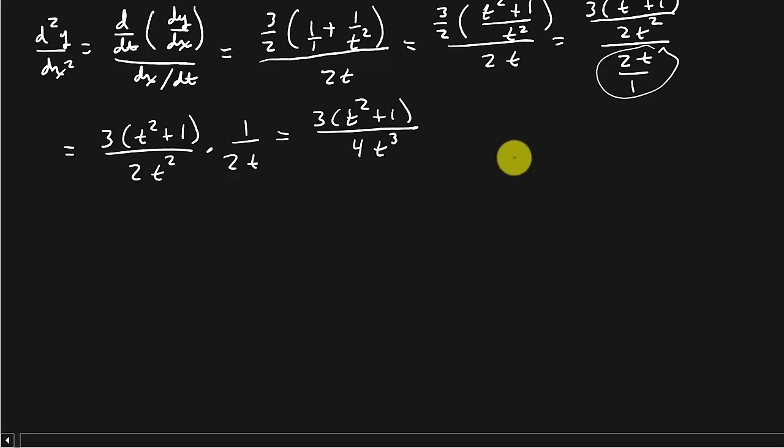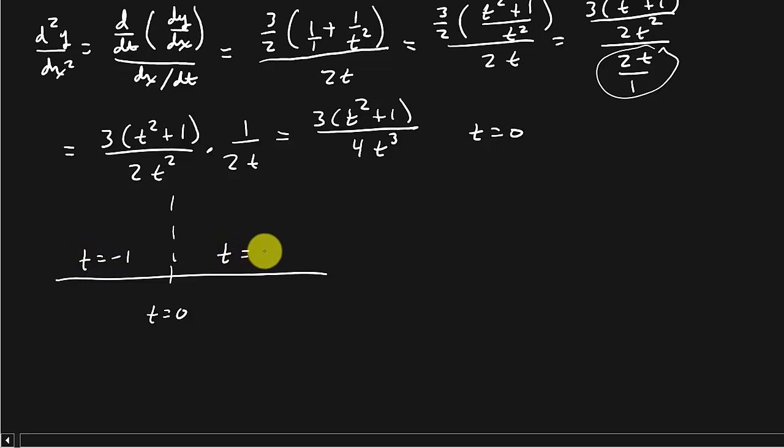I mean, just to show you, if you set this equal to 0, you get t squared equals -1, so t is equal to plus or minus i. It's an imaginary number. It's never going to be 0. But it is undefined at t equals 0. So that's what we're going to use there. Look at this. You've got t equals 0 here, right? And so if I do t equals -1, t equals +1, well, look at this.